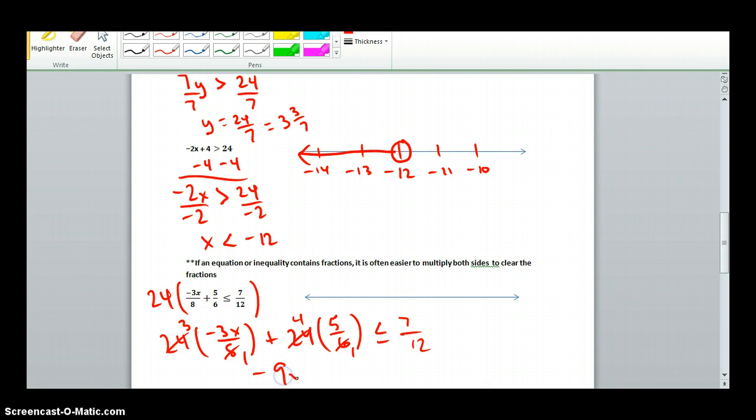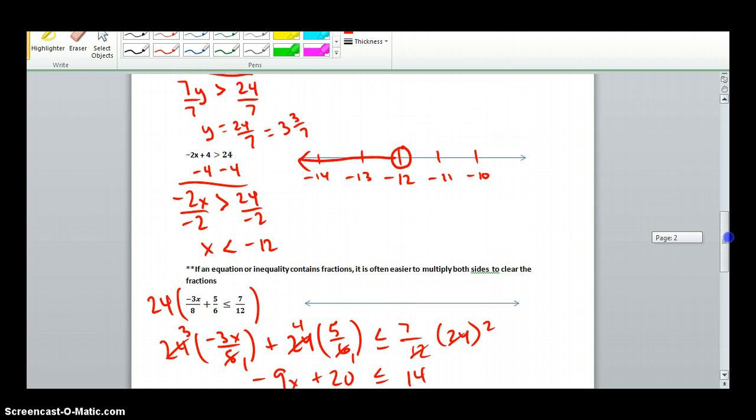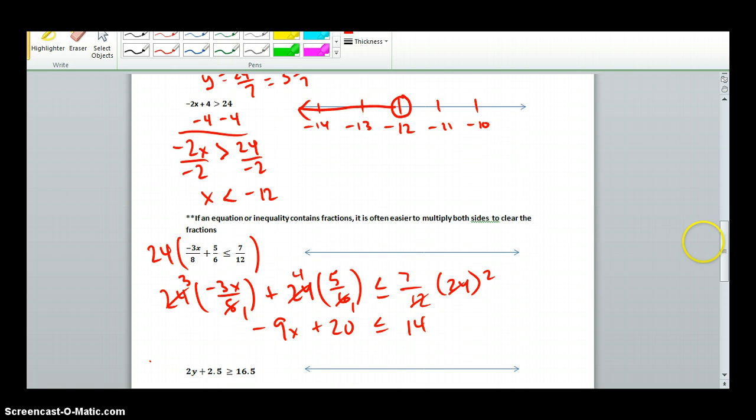So far I have negative 9x plus 20, and over here I forgot to multiply by 24, so I'm going to go ahead and do that now. Now I can divide out a 12, and I get 14 on that side. So I'm almost done with this. I need to treat it the way that I've been treating equations before. So let's just write this off to the side. We have negative 9x plus 20 is less than or equal to 14.